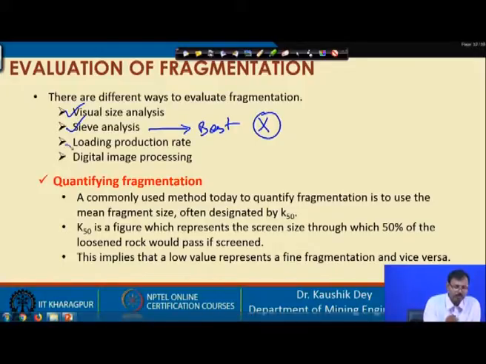Another estimation, apart from visual size estimation, is the loading production rate. That is another indirect method from which we can understand whether our fragmentation is good or not. The most commonly used method is basically digital image processing.